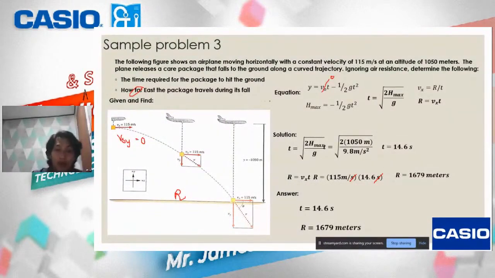So the time required for the package to hit the ground is 14.6 seconds. So it will take 14.6 seconds right after it is released from the cargo plane to reach the ground. And then, the moment it was released, the horizontal distance it traveled is 1,679 meters. Okay?